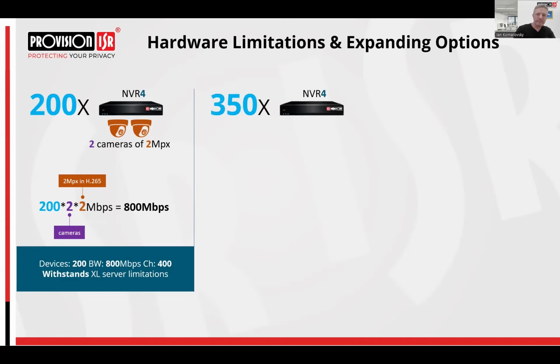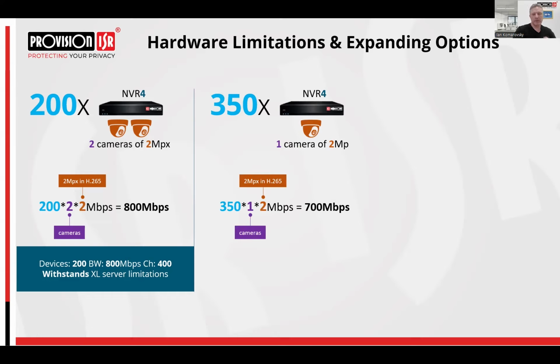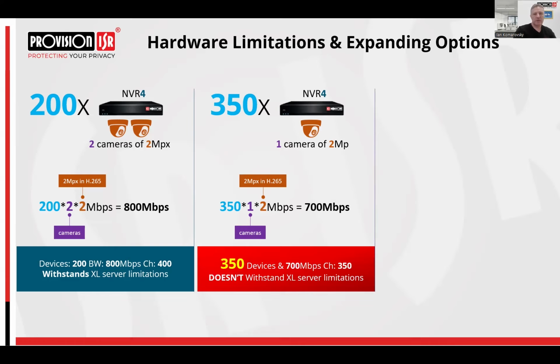But let's say that we have 350 NVRs, and those NVRs are connected just to one camera of 2 megapixels. Now, when we do the calculation, we're basically getting to 700 megabits per second, but this is going to be 350 devices, which is 50 more than the maximum capacity of devices you can connect to the Excel server. So in this case, we are over and we need to add another transfer server.